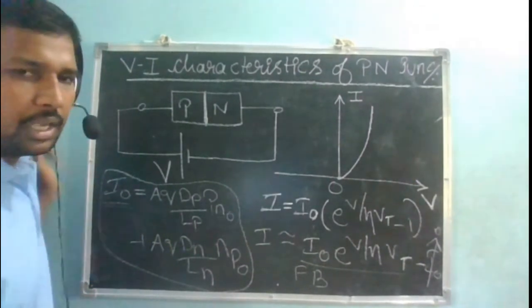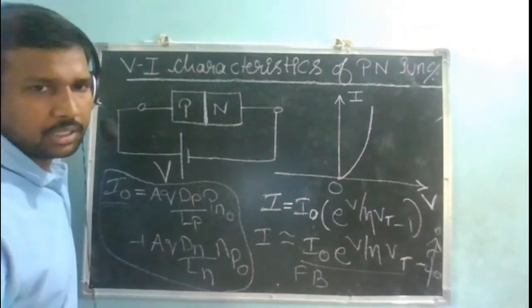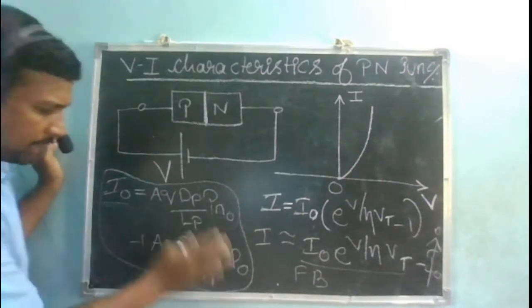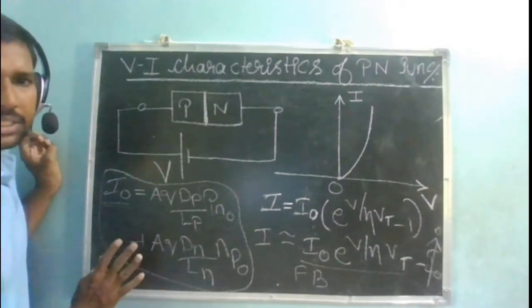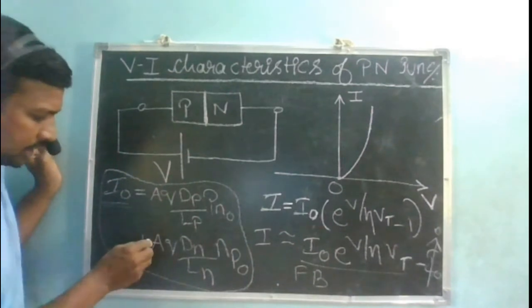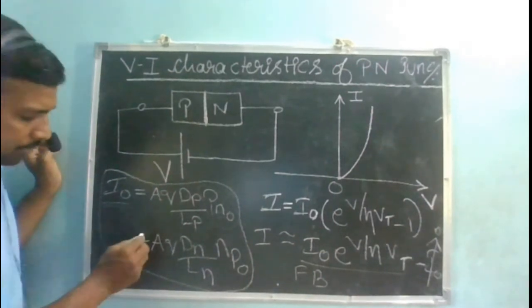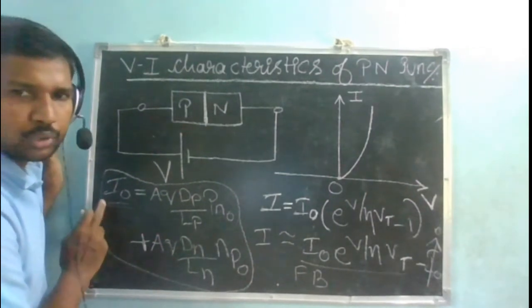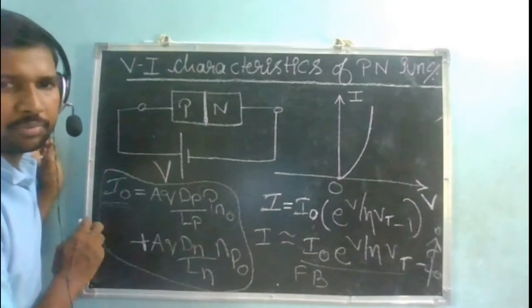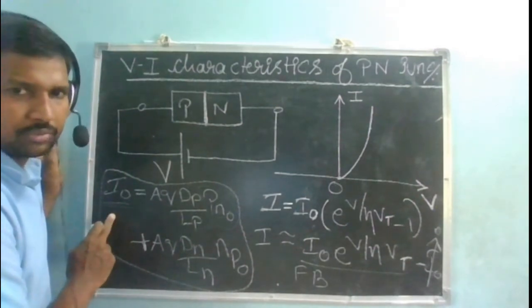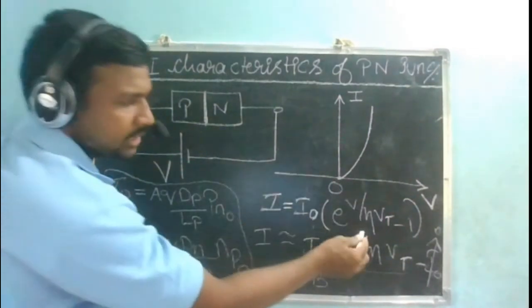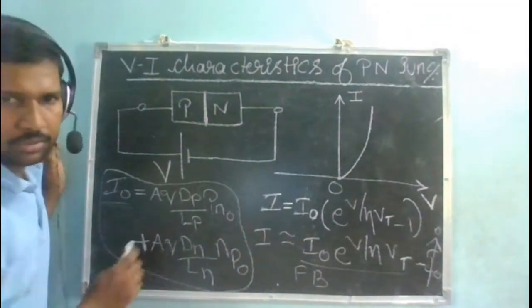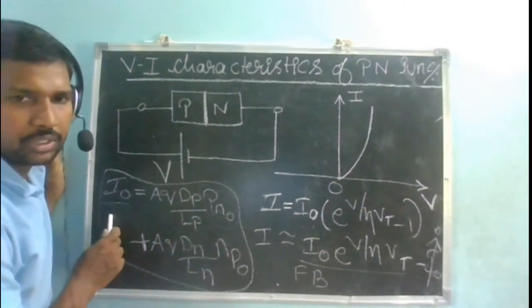People think that this I naught is dependent on reverse voltage. No. Where is the dependency on reverse voltage here? That is why I have written the expression, just to convince you that it does not depend on the reverse voltage. Because I naught is shown explicitly only in the reverse bias, in the equation and not in the diagram representation, people think it depends on reverse voltage, but it is not so.